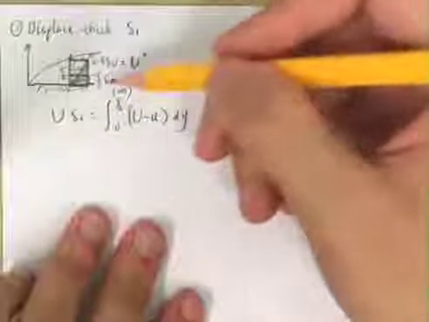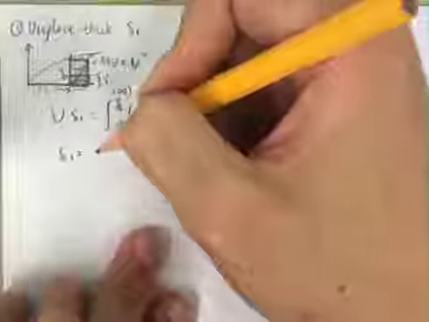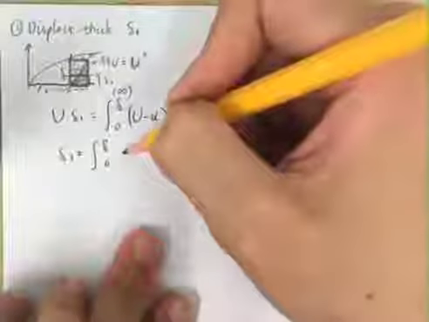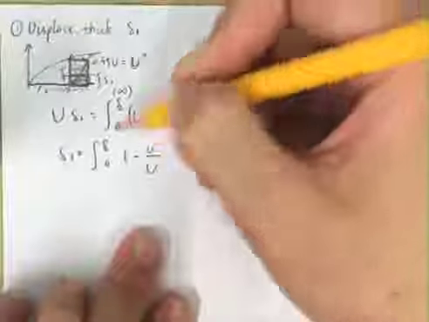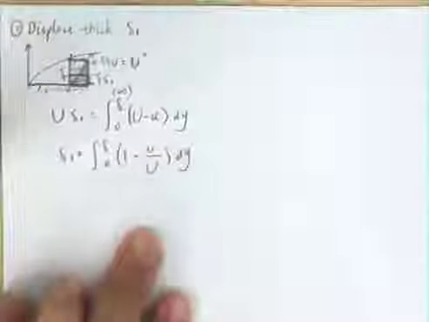So now we can calculate delta 1. Delta 1 is just the integral from 0 to delta of (1 minus u over U) dy, because this capital U is a constant. Very simple.